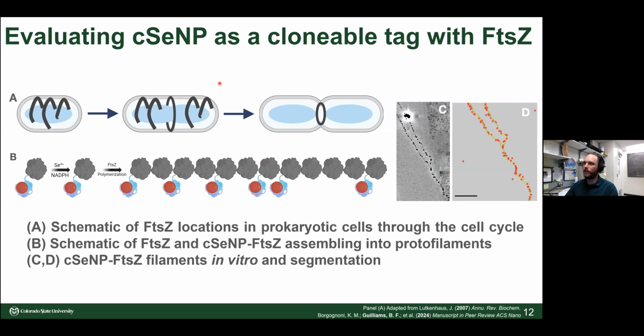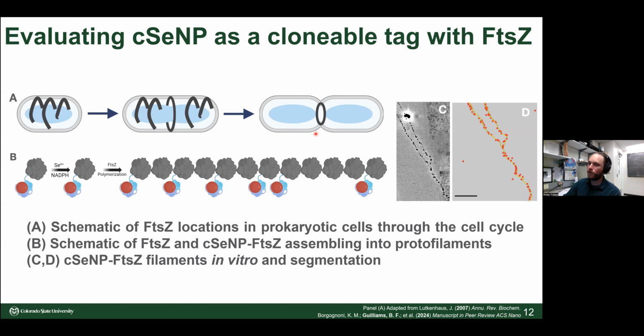All right, so this is a generalized view of this, where we tested this in E. coli using FTSE, which is a filamenting protein analogous to tubulin. And it has, importantly, known localization. So when cells aren't dividing, FTSE is towards the membrane, the outer membrane of E. coli, and during cell division, it's implicated in initiating the Z ring that helps cells divide.